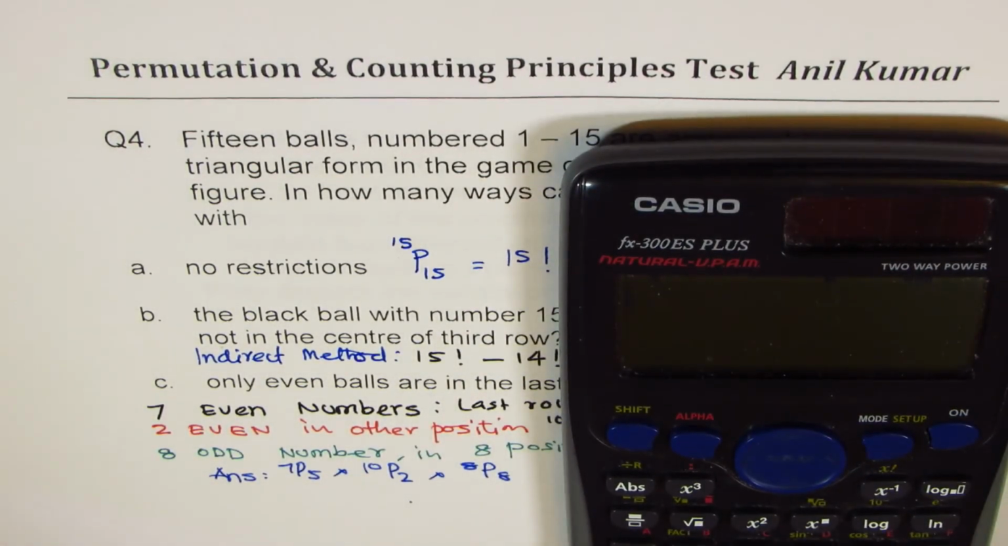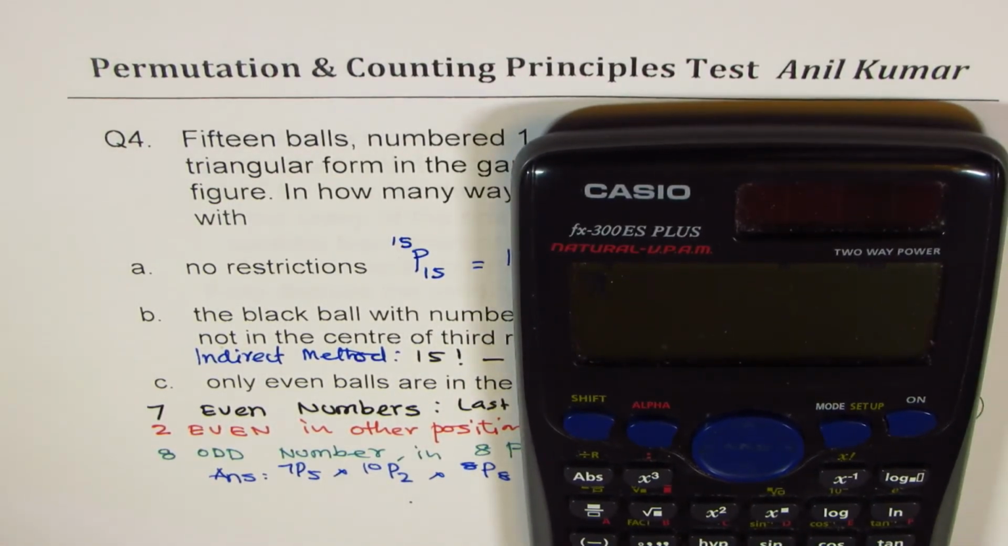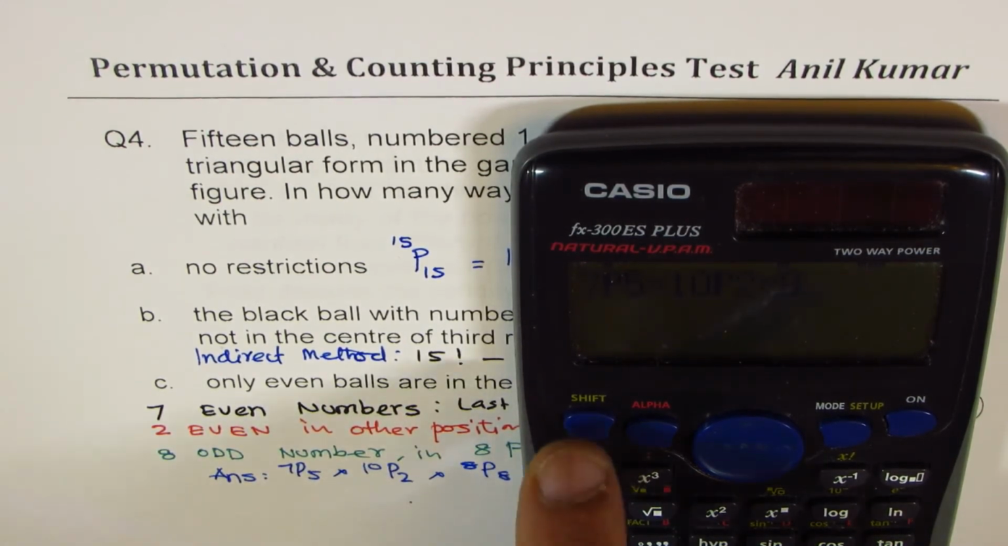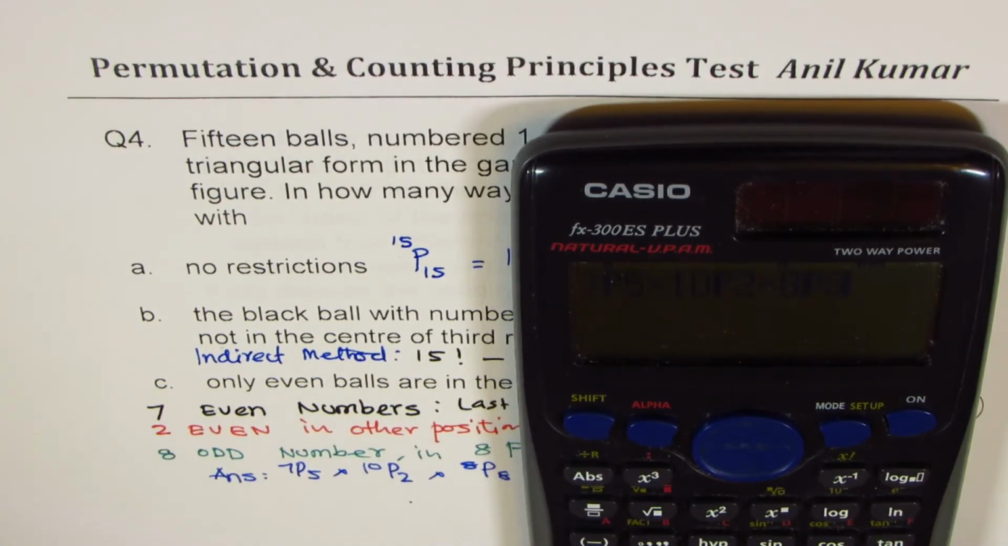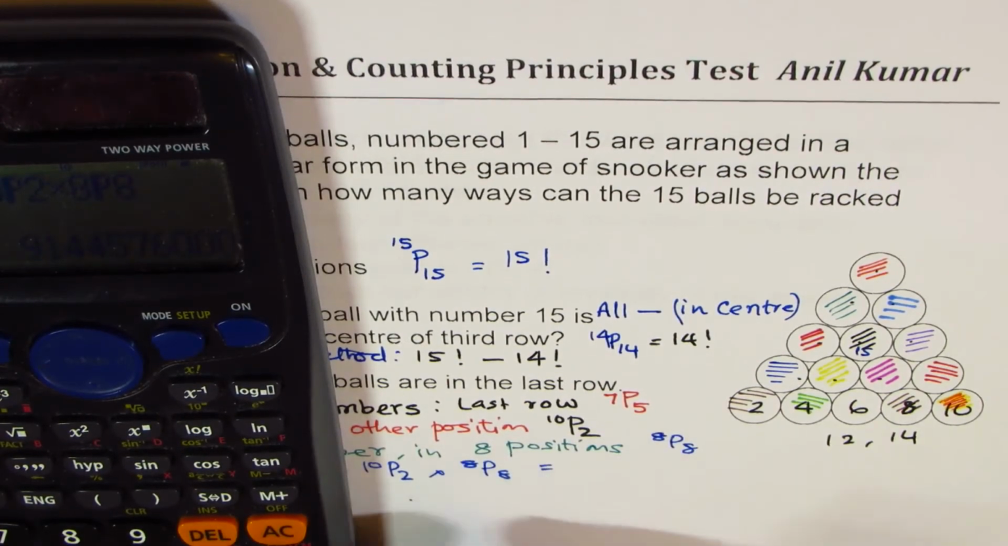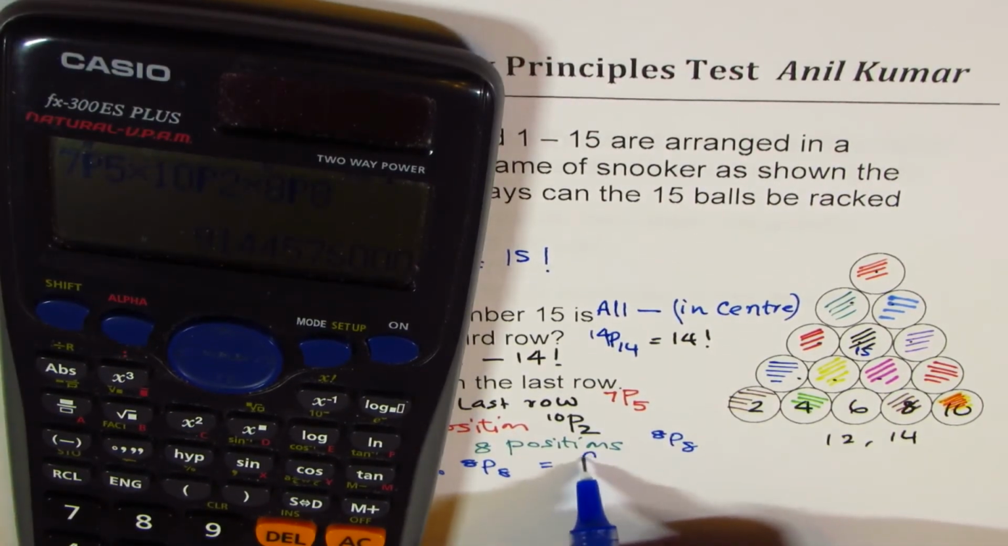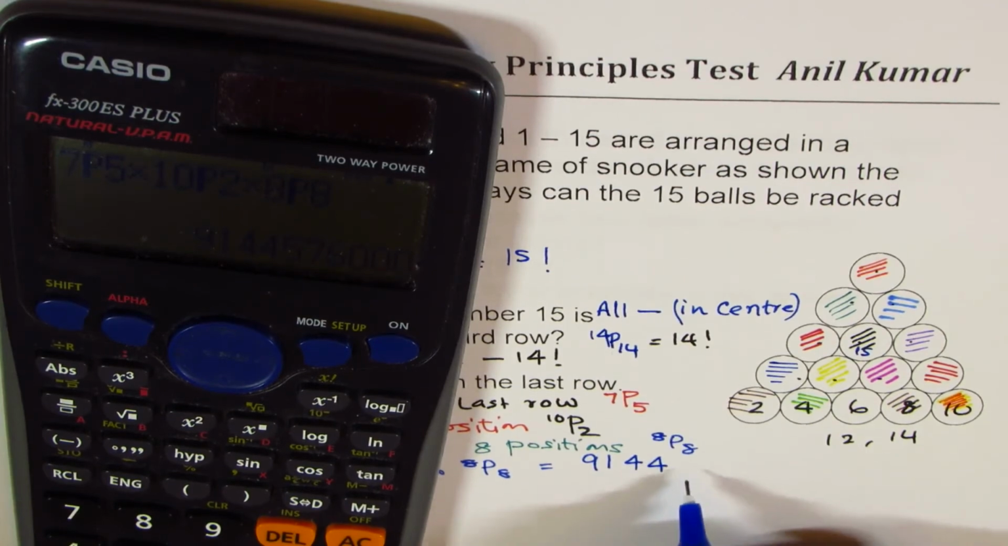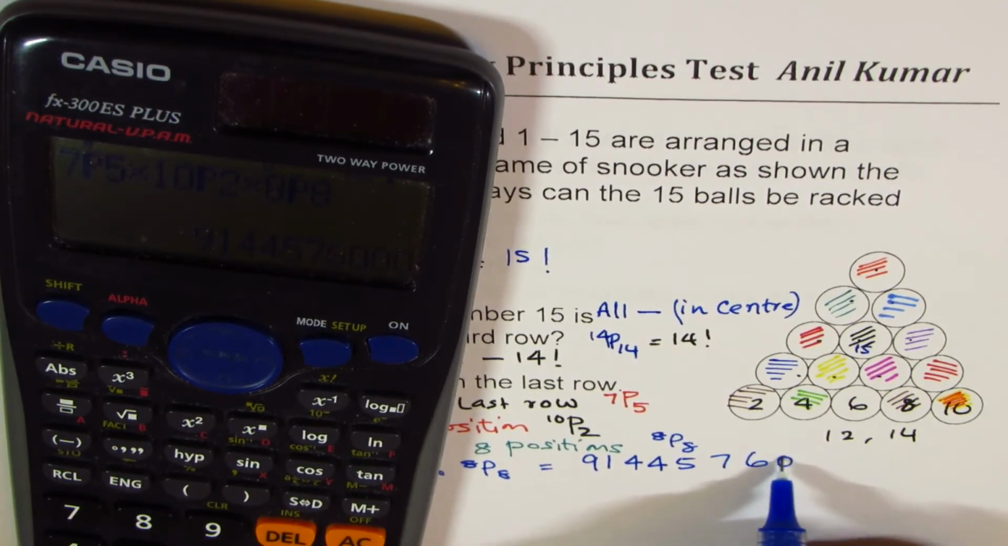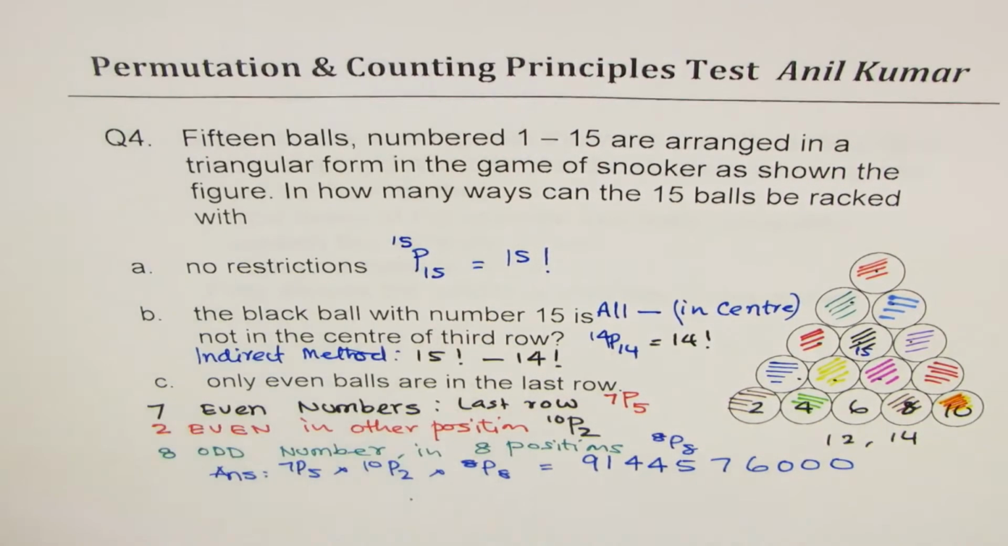Right? So let's do this. It should be a big number. Let's figure it out. 7P5 times 10P2 times 8P8. And that gives you a huge number here. Okay, let's multiply and write down this number, which is 9,144,576,000. Oh my God. So that is the number of ways. You get an idea, correct?